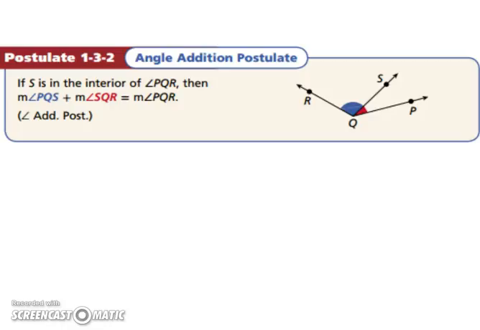Let's look at the angle addition postulate. Very similar to the segment addition postulate, only this time you're using angles. So in this case, angle RQS plus SQP will give you the total after you've added them together, which would be RQP. So one part of the angle plus the other part of the angle will give you the total of the angle.